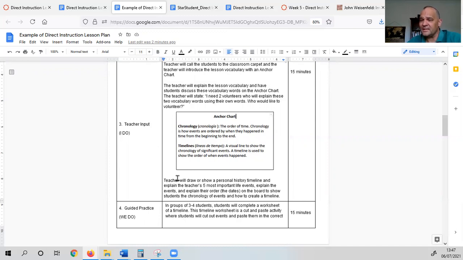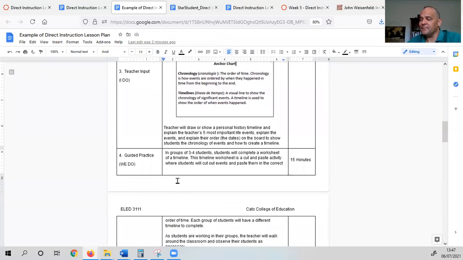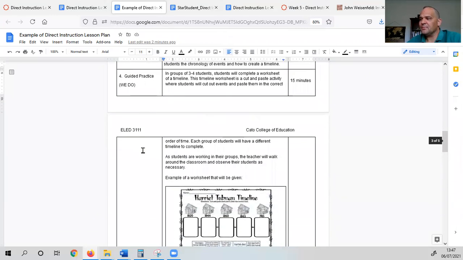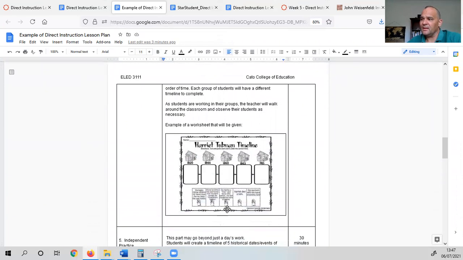I could walk in and teach this lesson. I hope that makes sense. Okay, so in the guided practice, it's an activity with putting events from the life of Harriet Tubman. I would be using this worksheet for students to put events from the life of Harriet Tubman in order.